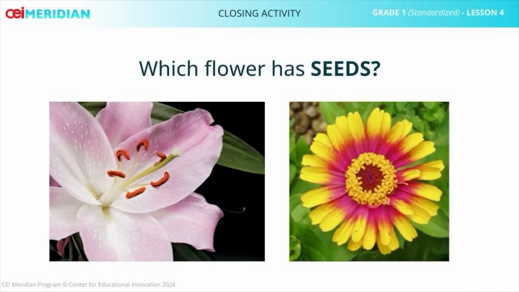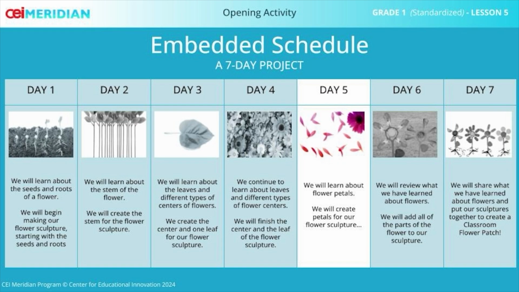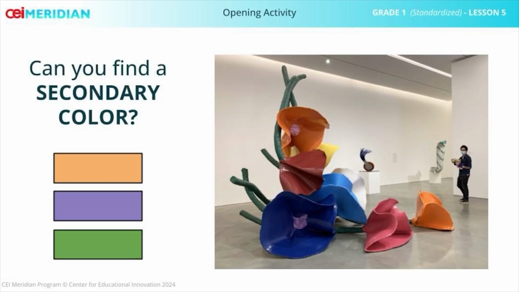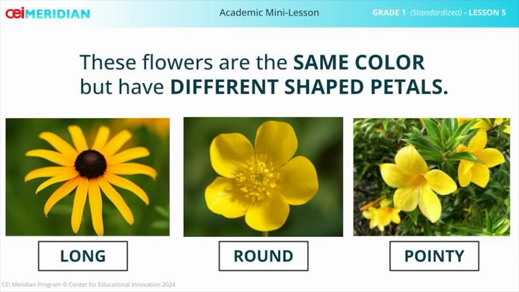And once again, for our closing activity, we'll review what we've learned for the day. For day 5, we'll learn about flower petals. We will create petals for the flower sculpture. We'll look at artwork and use our color vocabulary to describe what we see in the artwork. We'll learn that flower petals come in different shapes, sizes, and colors, and continue to use our vocabulary to describe different flower petals.